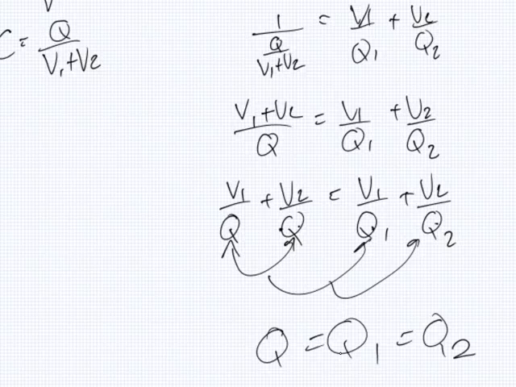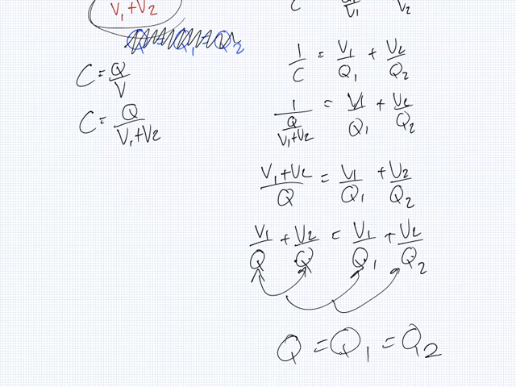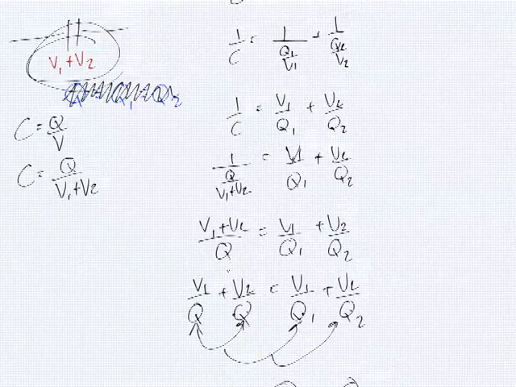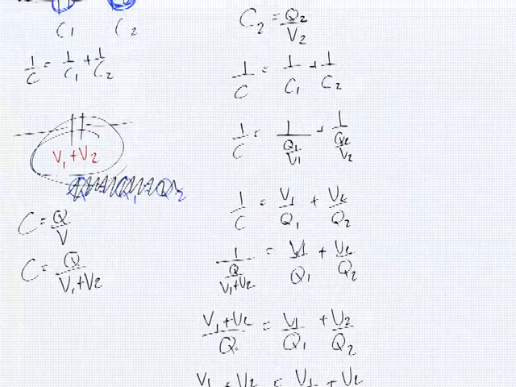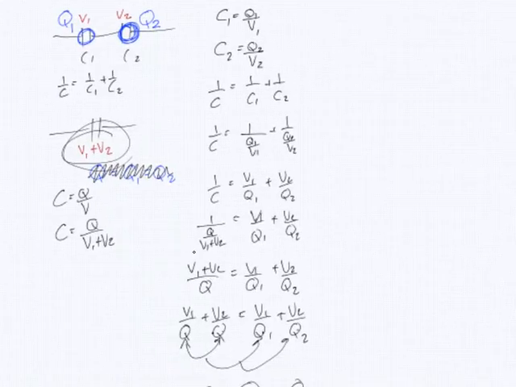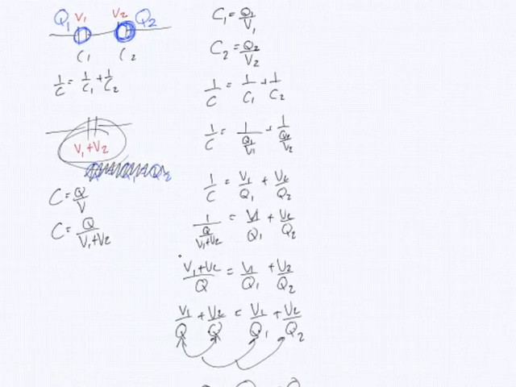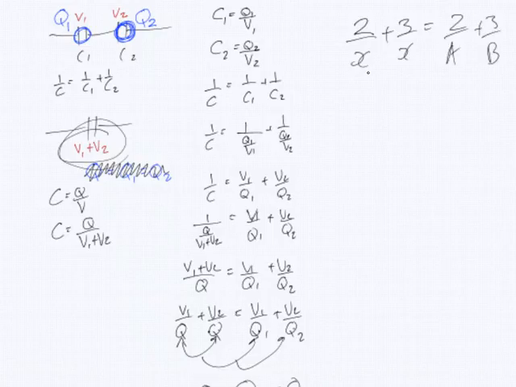Now I told you it wasn't going to be easy, and I was thinking about not doing it, but some people wanted to see it, and this is good. It's a little bit like saying, if I draw a comparison here, if I had 2 over a thing plus 3 over a thing equals 2 over a thing plus 3 over a thing, these all have to be the same. Because it's equal.